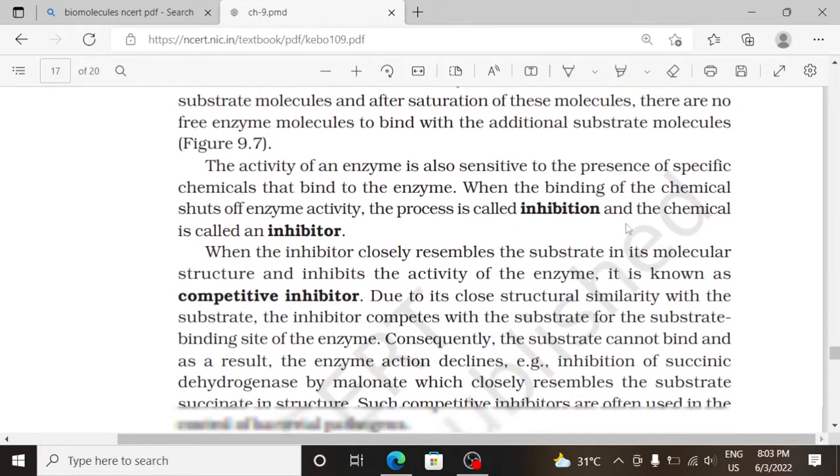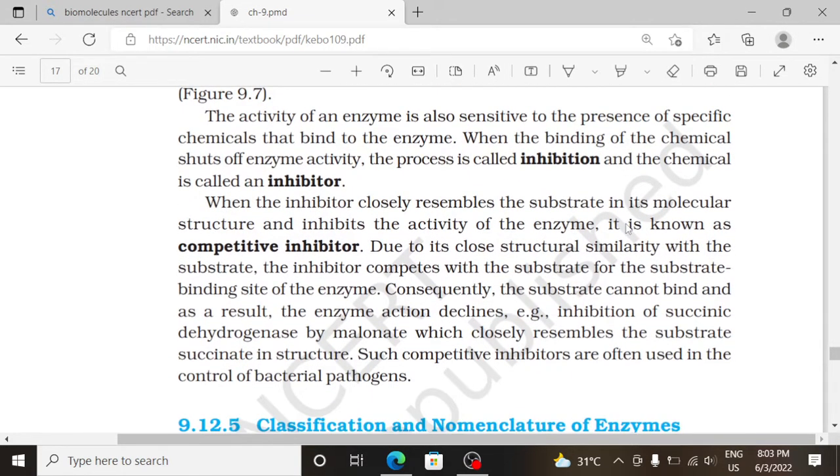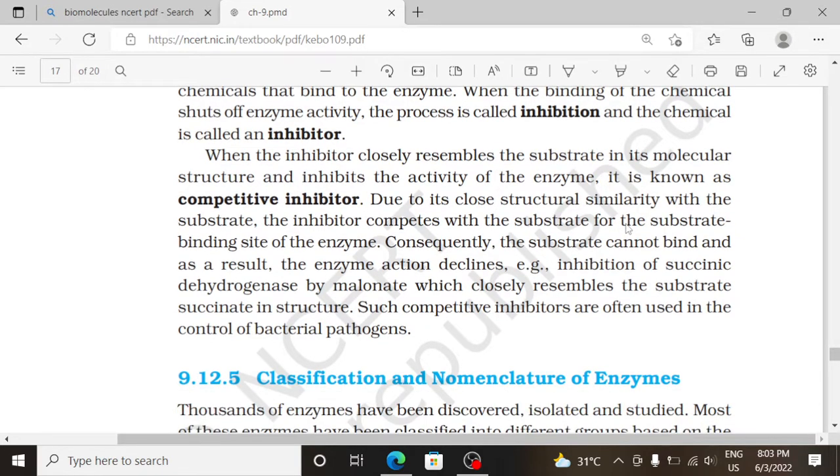The activity of an enzyme is also sensitive to the presence of specific chemicals that bind to the enzyme. When the binding of the chemicals shuts off enzyme activity, the process is called inhibition and the chemical is called an inhibitor. When the inhibitor closely resembles the substrate in its molecular structure and inhibits the activity of the enzyme, it is known as a competitive inhibitor.